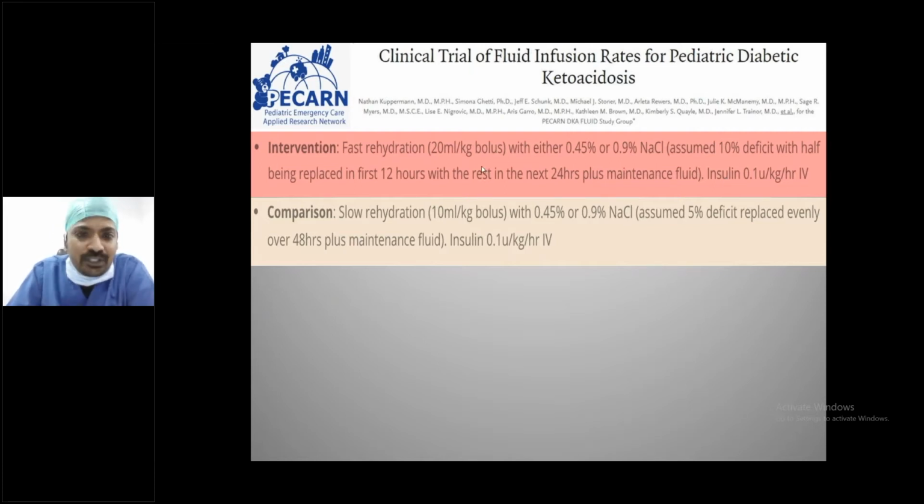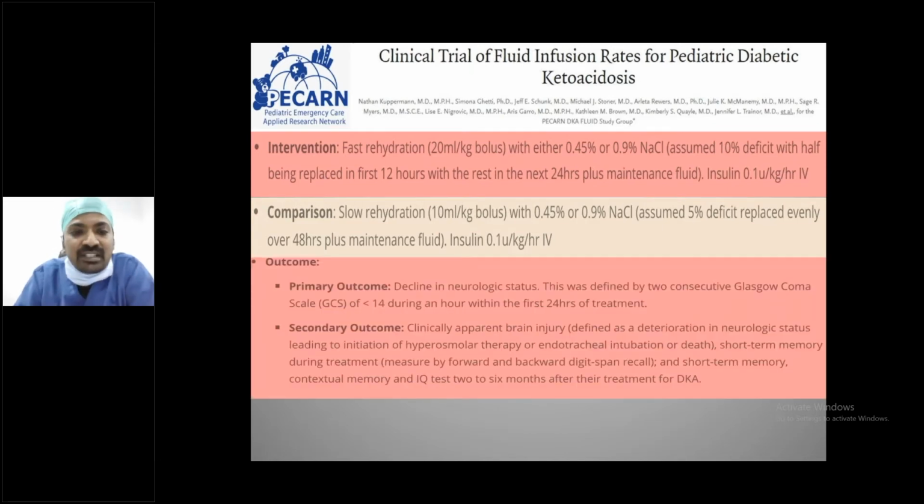This intervention group is compared with the slow rehydration group, which received a fluid bolus of only 10 ml per kilo, and they assumed a fluid deficit of 5%. They resuscitated more conservatively, and as in the intervention group, this deficit is replaced with half normal saline or normal saline over 48 hours instead of 36 hours. Basically, the fluid resuscitation is spaced over 48 hours in the comparison group, whereas in the intervention group, it is spaced over 36 hours.